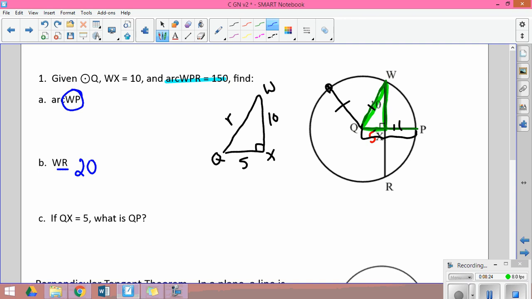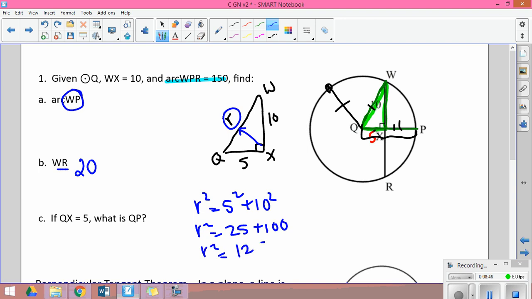So this is now a Pythagorean theorem. The radius is the hypotenuse, and so R squared is equal to 5 squared plus 10 squared. And so when we work that out, we end up with R squared is equal to 25 plus 100. R squared is 125. R is equal to the square root of 125, which is approximately 11.2 units.